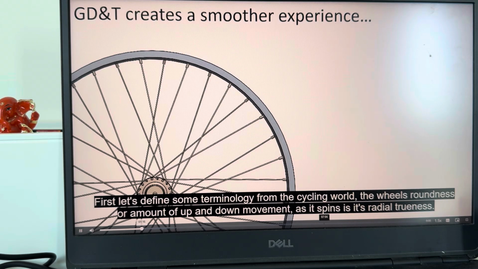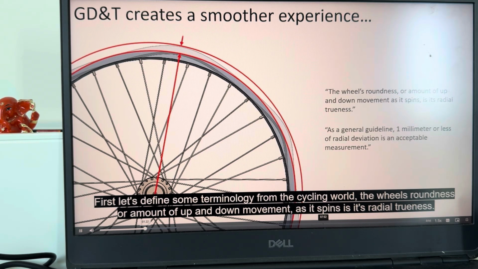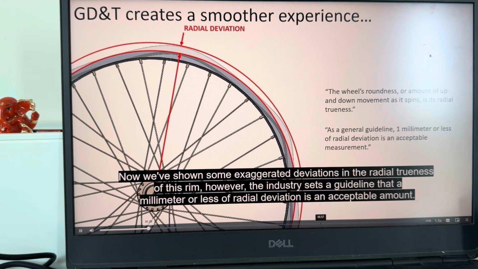First, let's define some terminology from the cycling world. The wheel's roundness, or amount of up and down movement as it spins, is its radial trueness. This is the deviation we will be controlling in order to ensure a smooth ride. Now, we've shown some exaggerated deviations in the radial trueness of this rim. However, the industry sets a guideline that a millimeter or less of radial deviation is an acceptable amount.